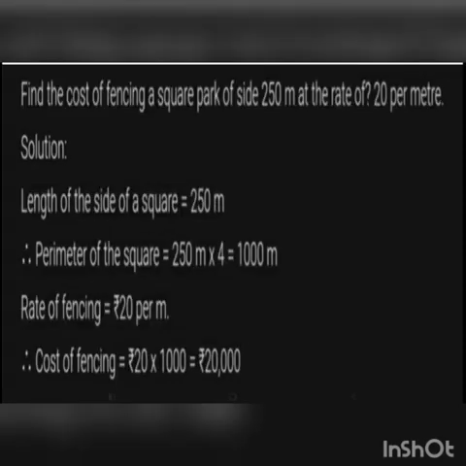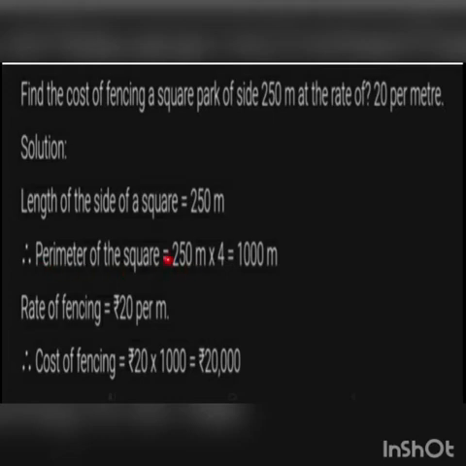Next question. Find the cost of fencing a square park of side 250 meter at the rate of rupees 20 per meter. That is, the cost of fencing a square park. The side of the square park is given as 250. So if you want to fence a square park, first we should know the perimeter of the square park. So the length of the side is 250 meter.